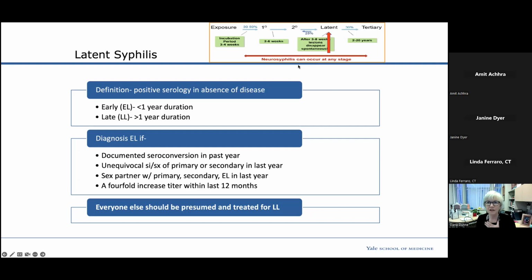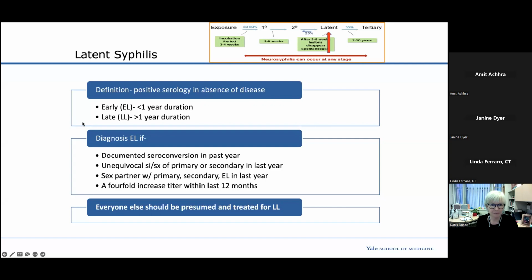So if you don't get any treatment, you will then go into a period of latency, which just means your blood test is positive, but you don't have any illness. And Linda was reminding me that the new terminology for early latent is early non-primary, non-secondary syphilis. And it just means that you're within your first year, but you don't have any signs or symptoms of primary or secondary. And that's an important way for reporting. Or if you've had it for more than a year, or we don't know how long you've had it, it's late or late latent.